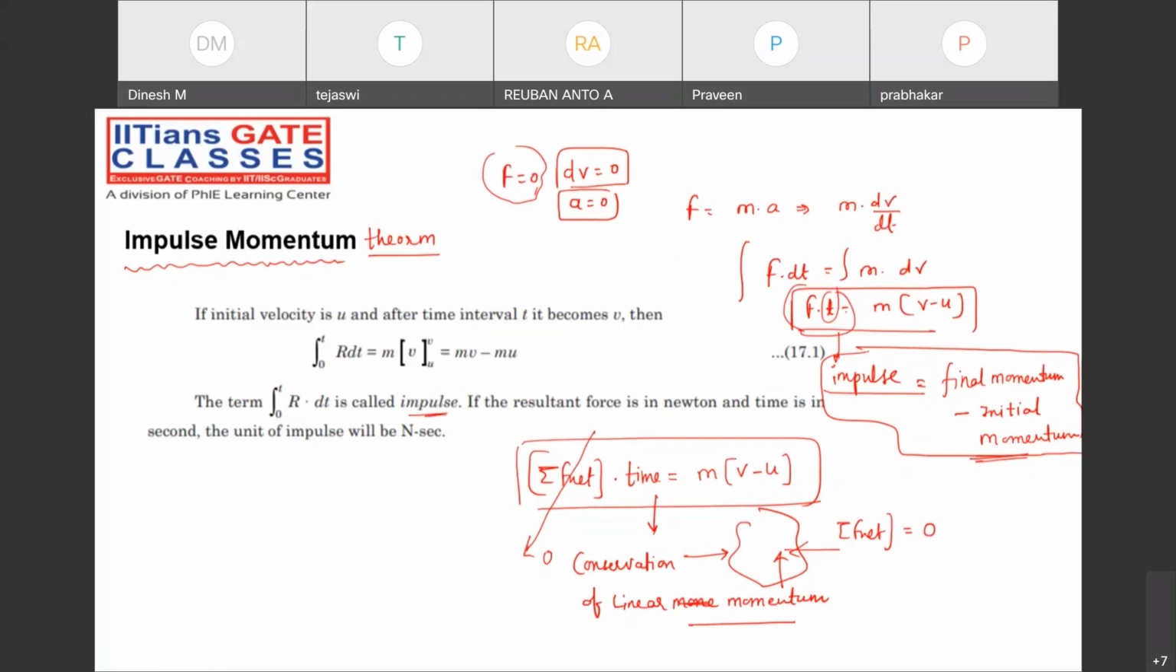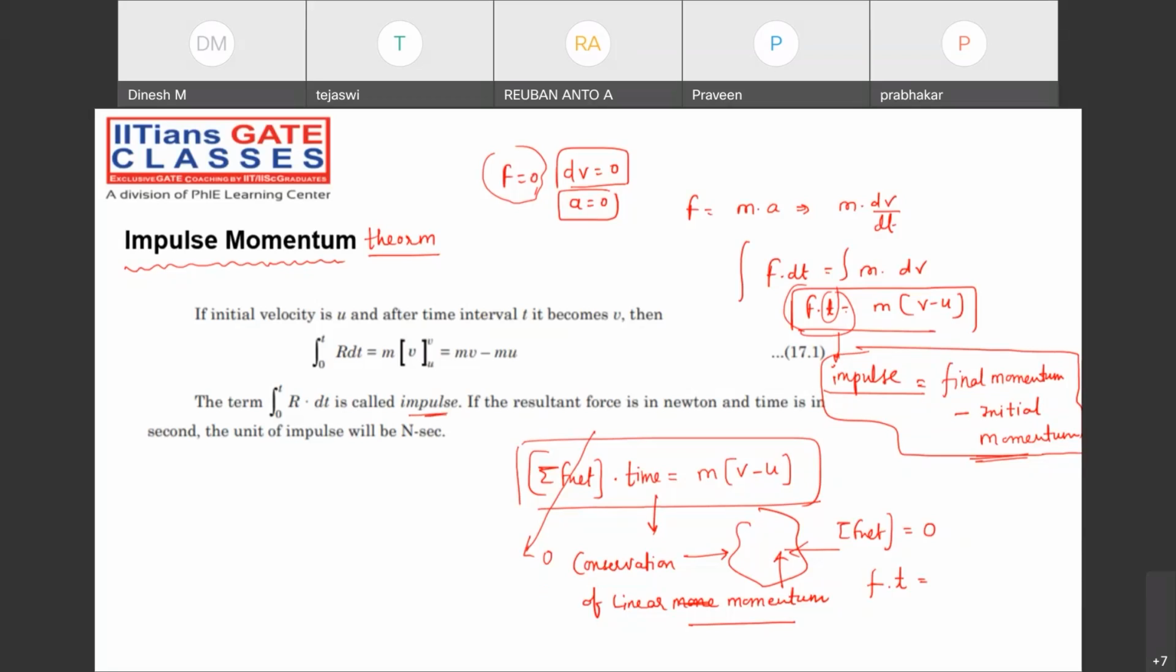When the net force on the system is zero, again, somebody will ask me, sir, why are you not writing only force into t? That is there in the very low standard textbooks. If you follow high standard textbooks, they write net force into time must be equal to mass into change in velocity. All the forces must be zero. The net force must be zero on the system. Then only we can say that the momentum is conserved, my dear friend. That is conservation of momentum.